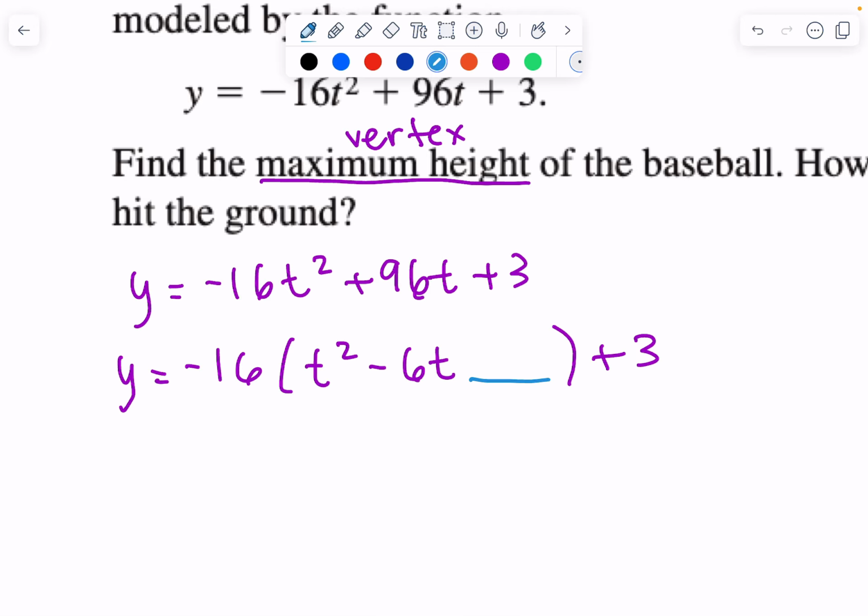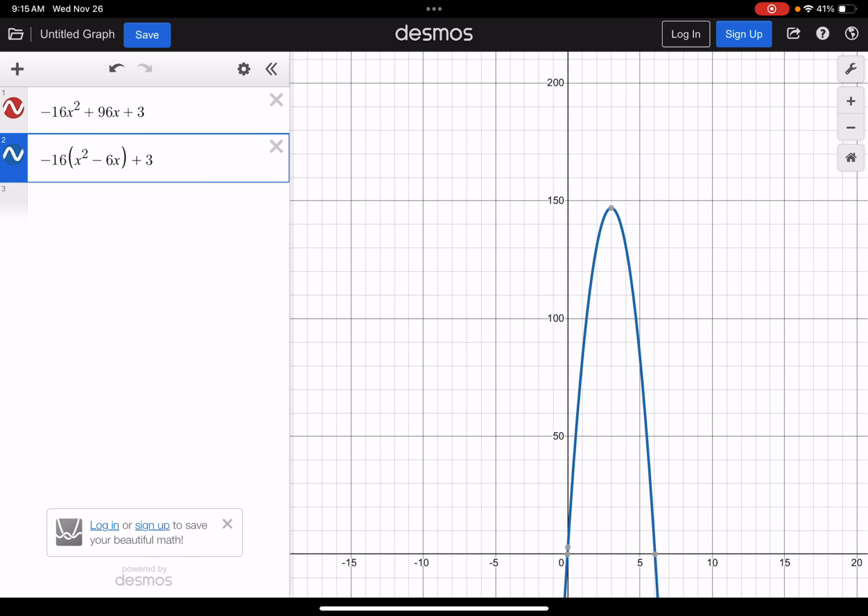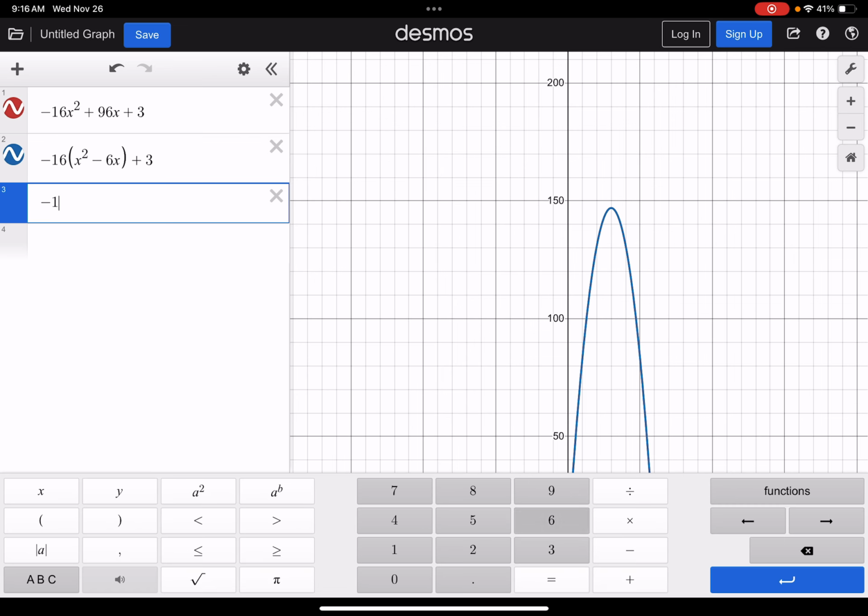Well, negative 6 divided by 2 is negative 3, and negative 3 squared is 9. So I want to add 9 to this equation. But if I add 9, I also have to subtract 9. Okay? So let's go ahead and see what that looks like. Negative 16 times (x squared minus 6x plus 9) plus 3 minus 9.